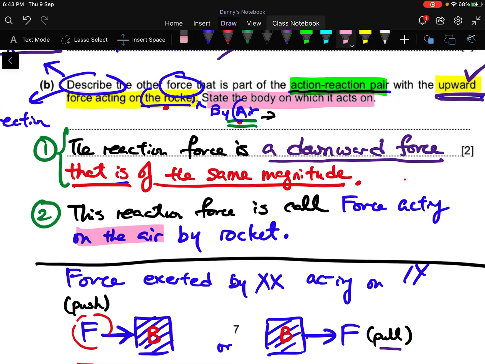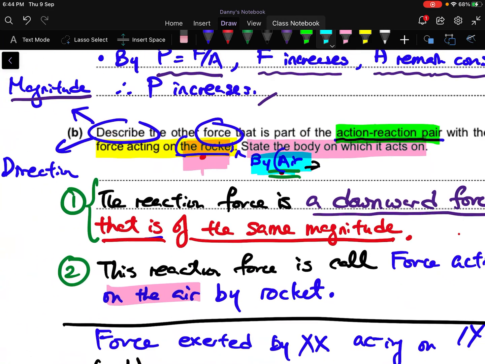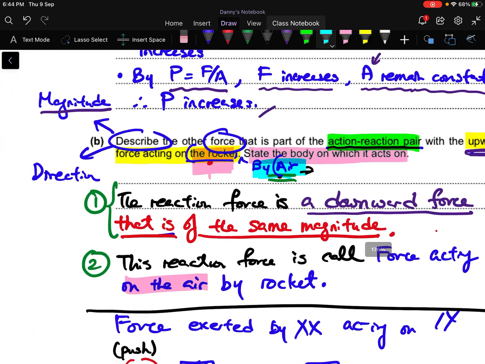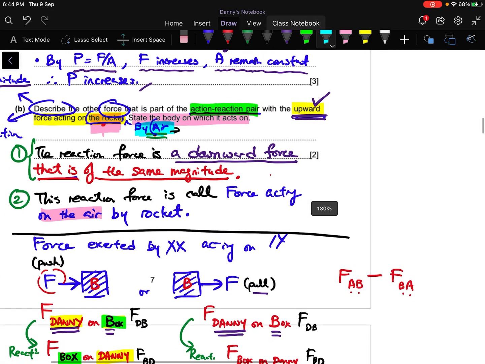So this is how you tackle a Newton's third law kind of question. You just swap the two roles, right? The role being rocket. First, it is acting on the rocket, then after that, by the air. So you swap the two. It becomes the reaction force, the force acting on the air by the rocket. Yeah, in fact, some of you at this point are thinking, what are you talking about?